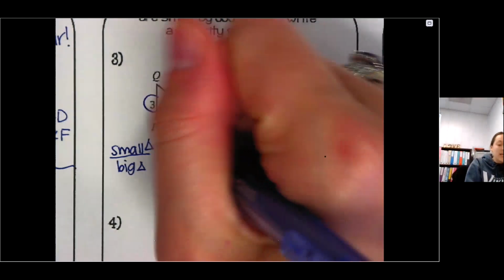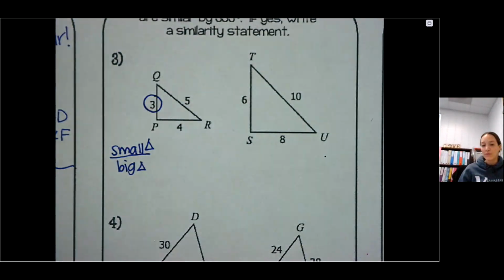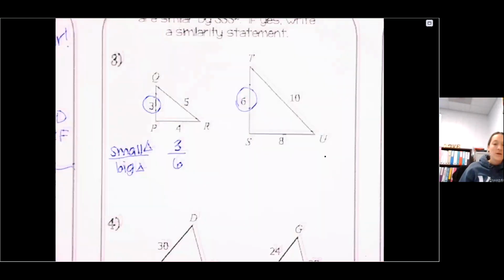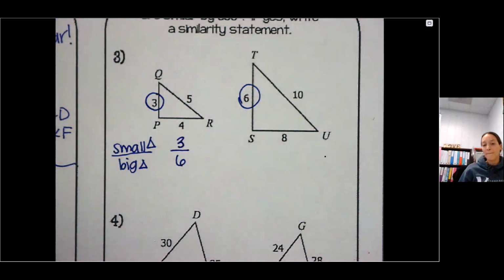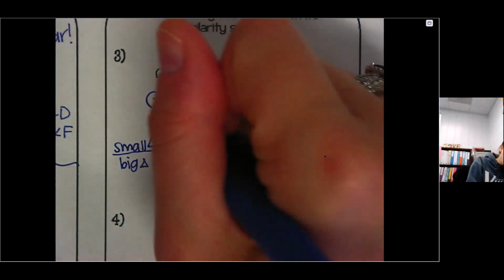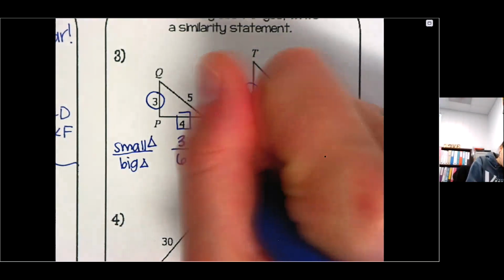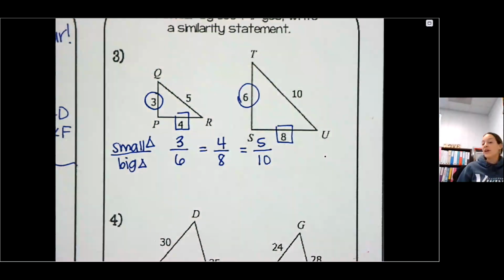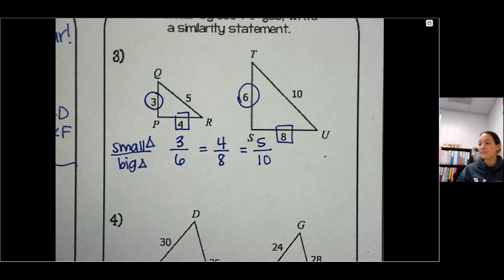So if I picked 3 in the small triangle, what does that match with in the big triangle? 6. So your first fraction is 3/6. What would your next fraction be? 4/8. And 5/10. Great. Now in your calculator, I just want you to divide those numbers. Tell me what you get. Depending on which way you went, if you did big over small, it'd be 2. If you did small over big, you'd get a half.